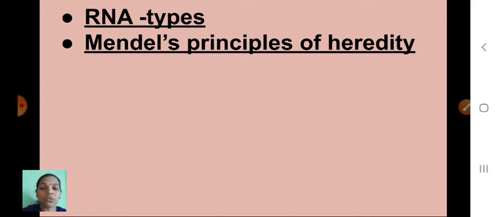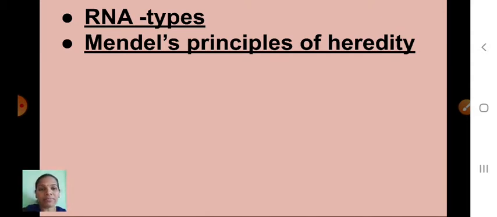Okay children, today I am going to discuss monohybrid and dihybrid crosses. Based on this experiment, what exactly Mendel concluded will become known through monohybrid and dihybrid crosses. First is the monohybrid experiment, and next is dihybrid. We will see one by one.